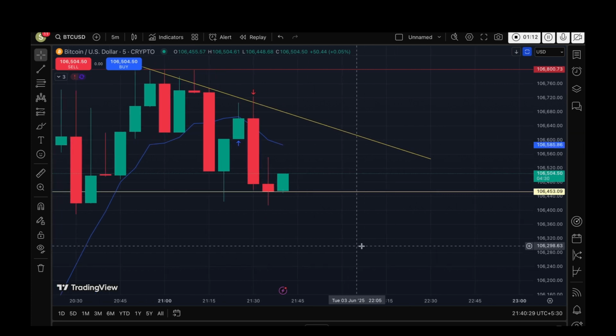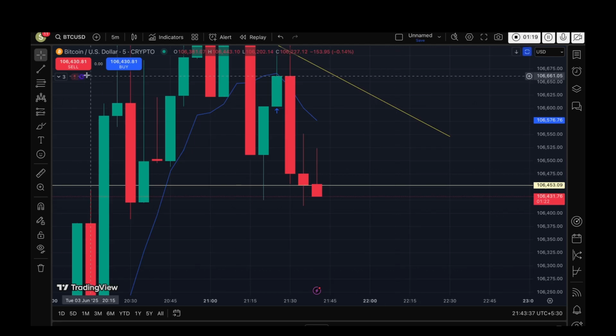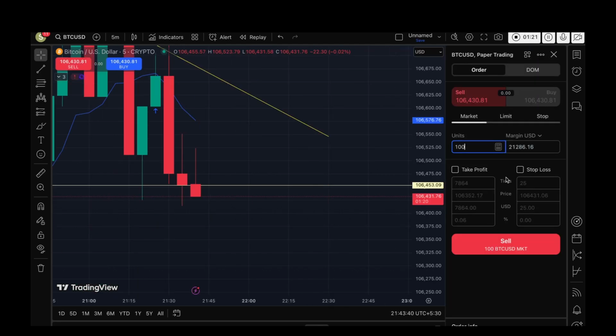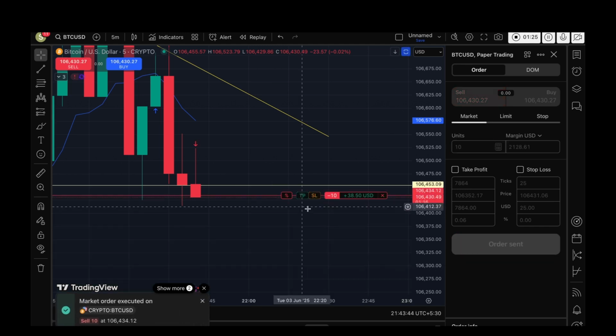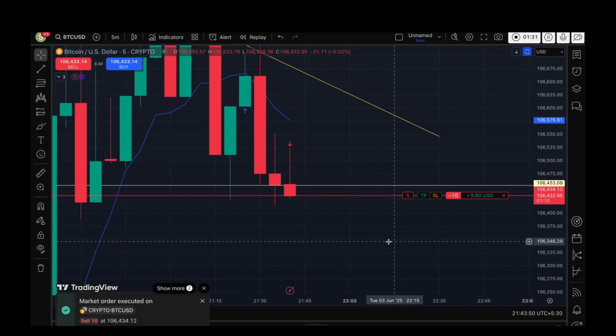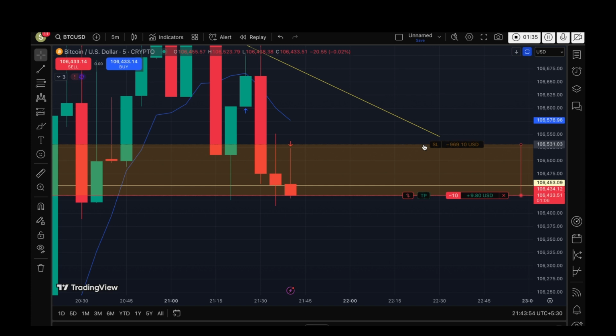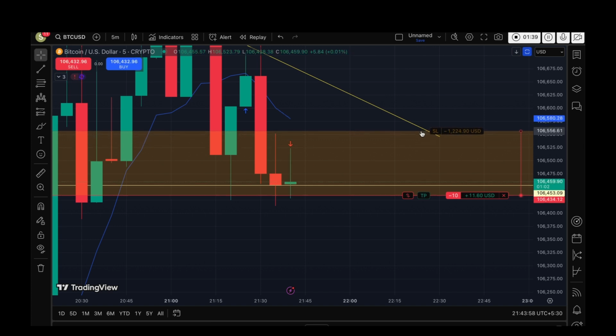So guys, let's sell this time. Let's see what will happen. As we decided, we are going to make it around 10 quantity. So let's see, and your SL is around nearby here actually. Yeah, you can consider nearby here.